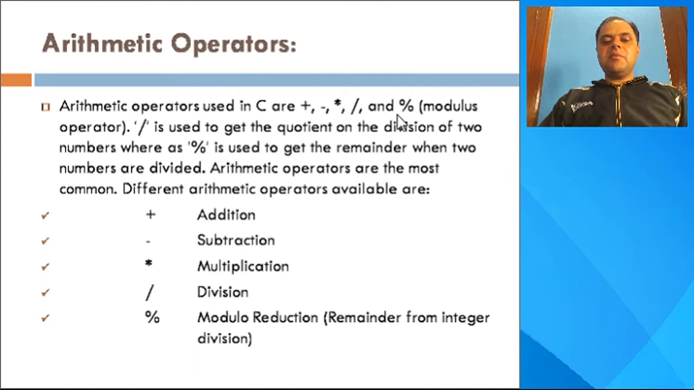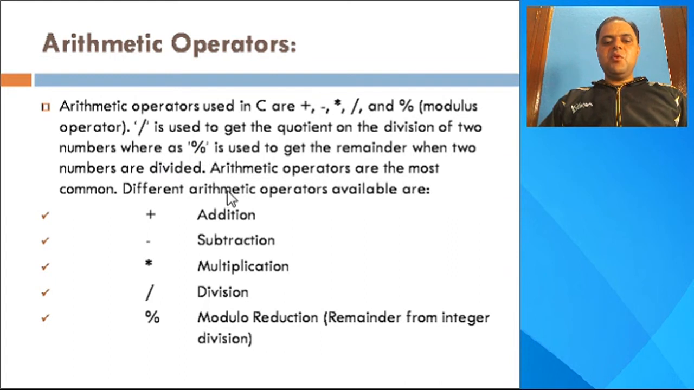Modulus gives us the remainder. For example, 5 modulus 2 is 1. When you divide 5 by 2, the remainder is 1. So the remainder is the result of the modulus operator. The divide operator is used to get the quotient on the division of two numbers, whereas this percent is used to get the remainder when two numbers are divided. So this is the modulus operator, and it gives us the remainder when two numbers are divided.